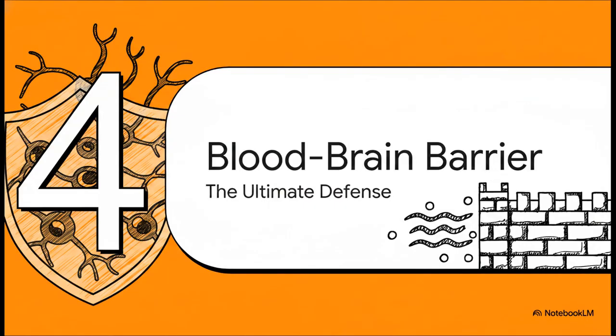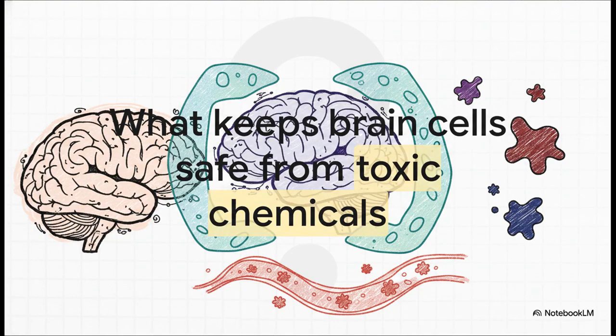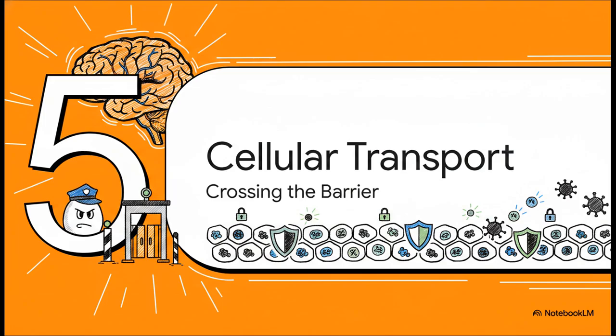Which brings us to Section 4, the blood-brain barrier, the ultimate defense. So I pose this question to you on rounds today. What exact mechanism defends our delicate neural city from the chaos of our general bloodstream? Think about it. When you eat something slightly toxic or get a standard viral infection, why doesn't it immediately destroy your non-renewable brain cells? Section 5, Cellular Transport.